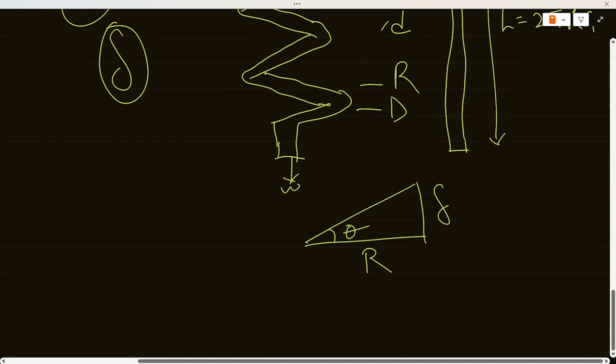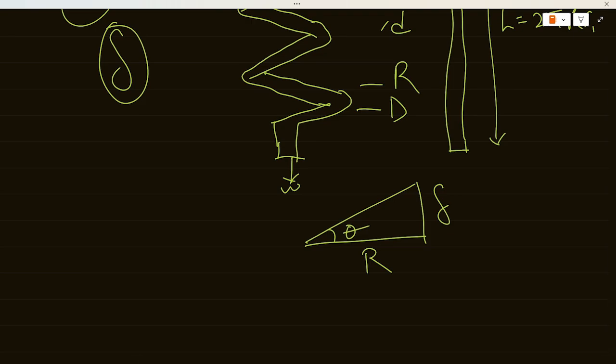By the way, this is Mechanics of Materials 3, a 300 level course at the University of Lagos, which I'm currently offering this semester. So write this down somewhere, note it down somewhere.